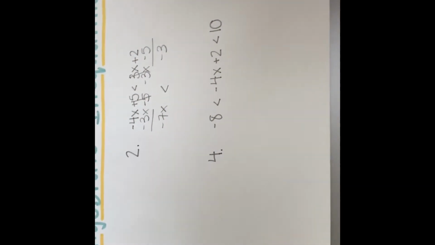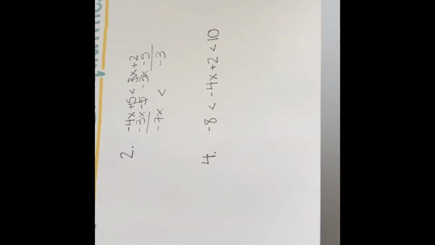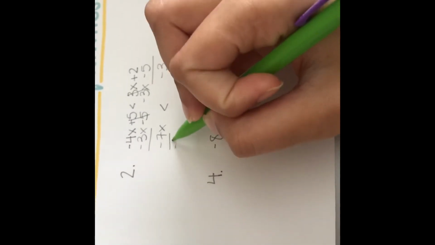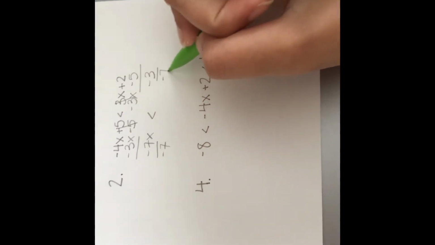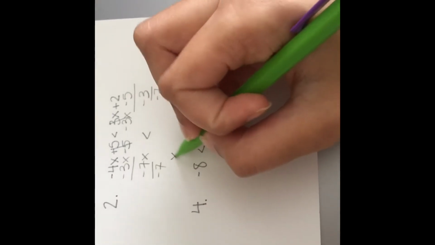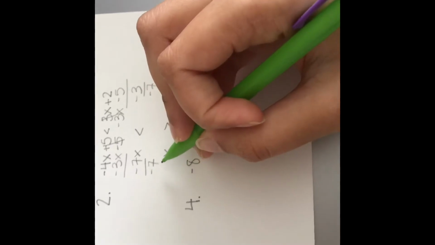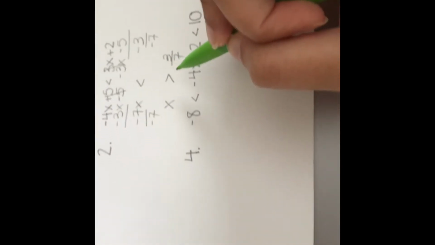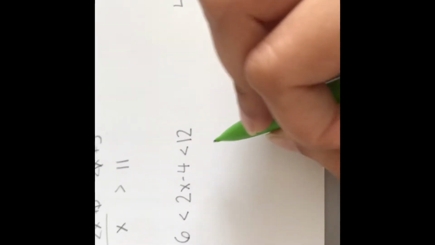So now you want to divide negative 7x by negative 7 to get x by itself. But when you're dividing by a negative, you always want to flip your sign. So negative 7 over negative 7 is just going to be x. And then you want to flip your sign, so it's going to be greater than. And then negative 3 divided by negative 7 is just 3 over 7. So yeah, when you're multiplying or dividing by a negative, you always want to flip your sign.